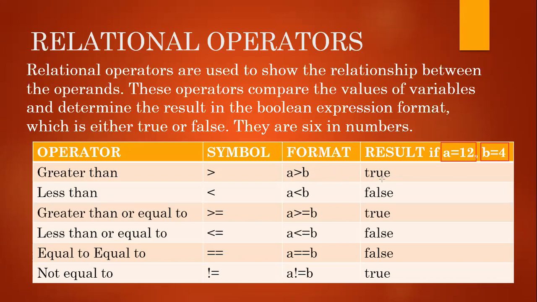It will evaluate to be true because A is 12 and B is 4. So obviously 12 is greater than 4, so this answer will come out to be true. Why? Because A is really greater than B, since A is 12 and B is 4. So if you write this expression, it will result in true.